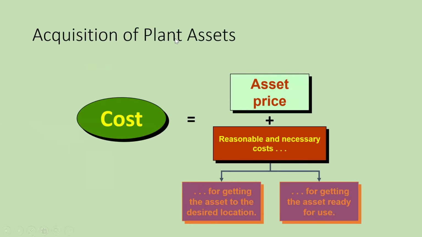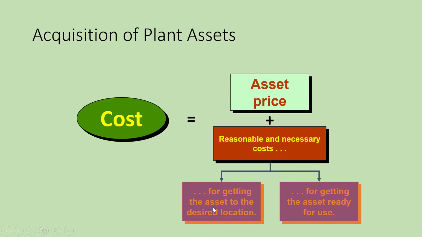So the cost of the asset comprises three things. First of all, the asset price. It is the invoice price, or asset price, or you can say the purchase price, which is given. Then we add all the reasonable and necessary costs for getting the asset to the desired location.